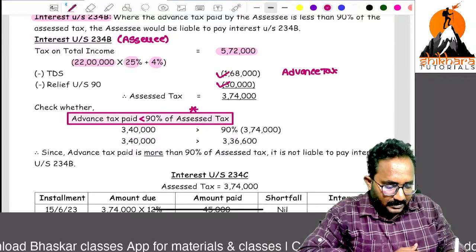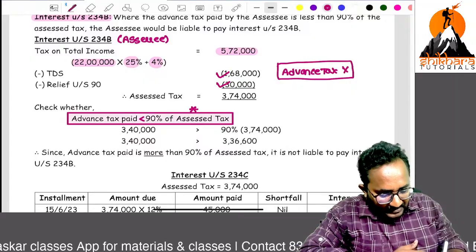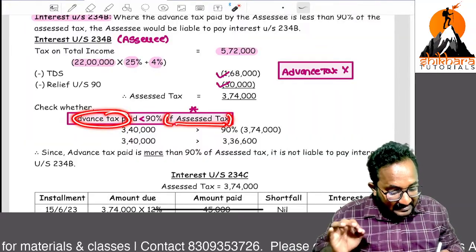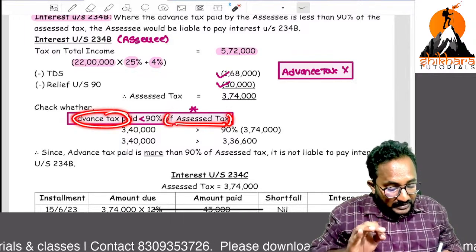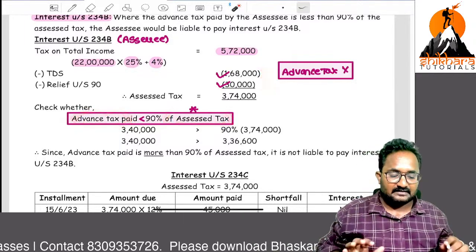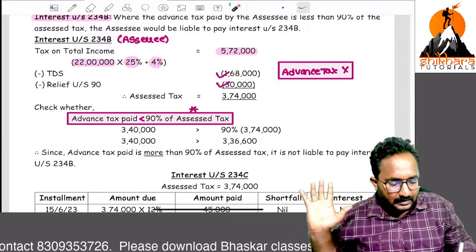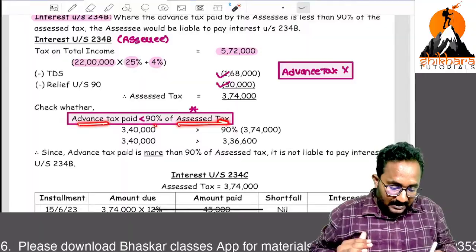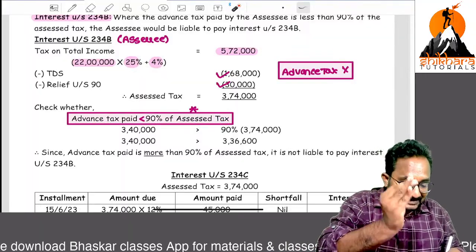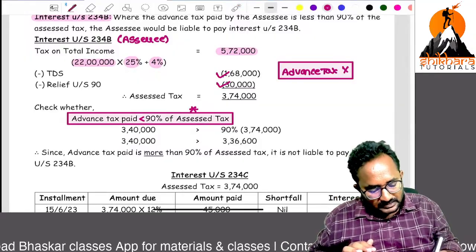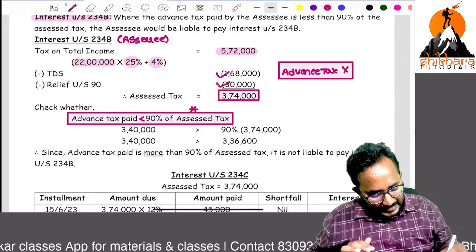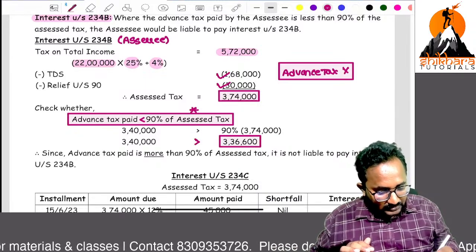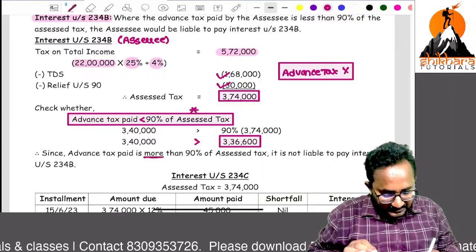But remember, while checking, please don't reduce the advance tax. I am comparing whether I have paid sufficient advance tax or not. I am comparing the advance tax paid with 90% of SSA tax. In this, don't take the advance tax paid details. Remember, all credits you can take except advance tax. Why? Because I am comparing my advance tax payment with 90% of SSA tax. That's why don't reduce advance tax here. So now the SSA tax you got is 3,74,000. Please calculate 90% of that. 3,36,000 is their expectation, but you paid more than that.